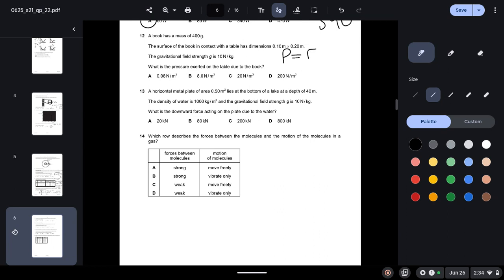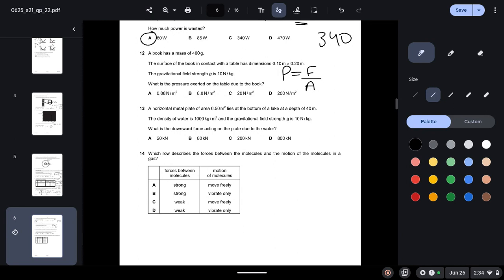So we have the formula: pressure is equal to force over area. Force will be the weight of the book. So weight is mass times the gravitational field strength. The 0.4 times, let's take g as 10, area 0.1 times 0.2. So when you calculate this, your answer will be 200 newtons per meter squared.